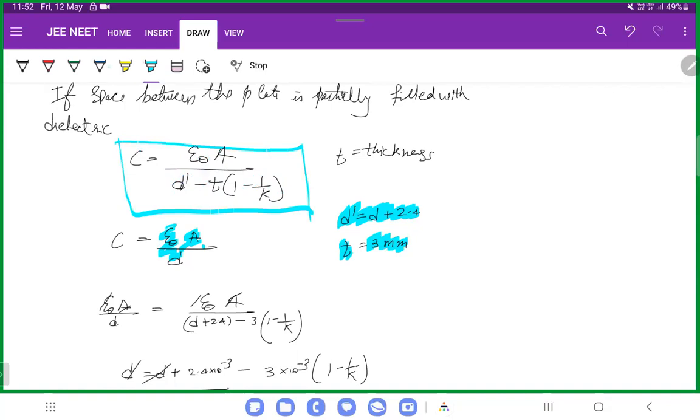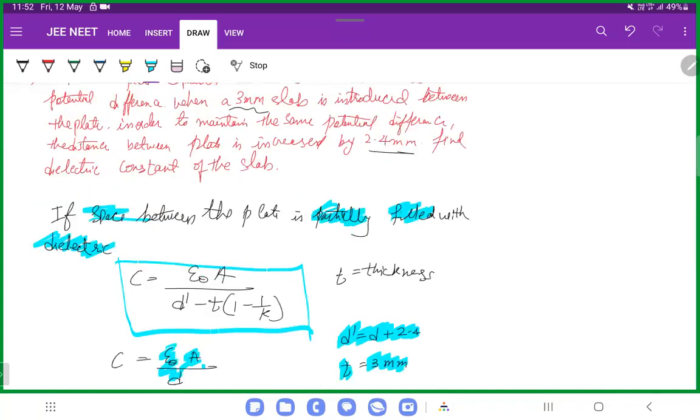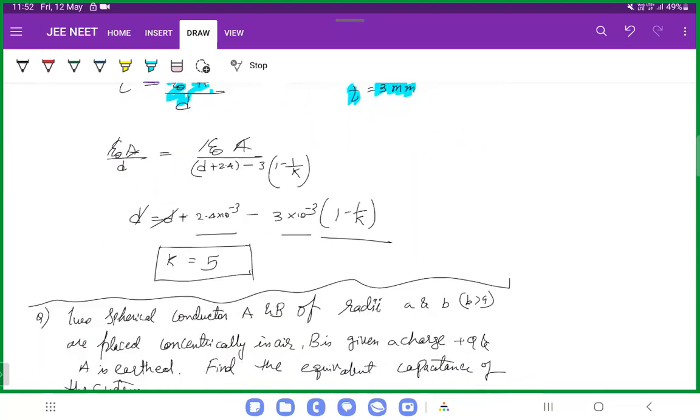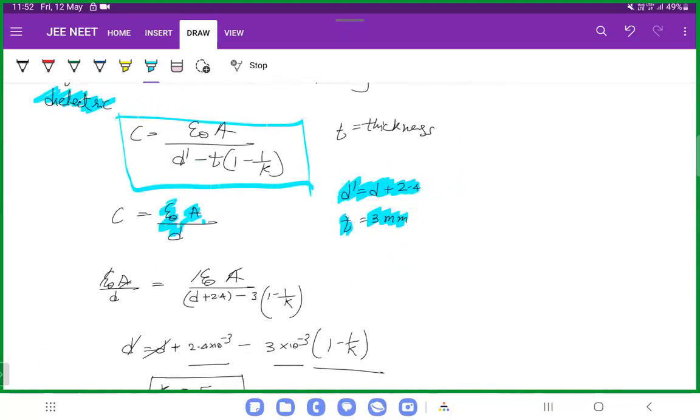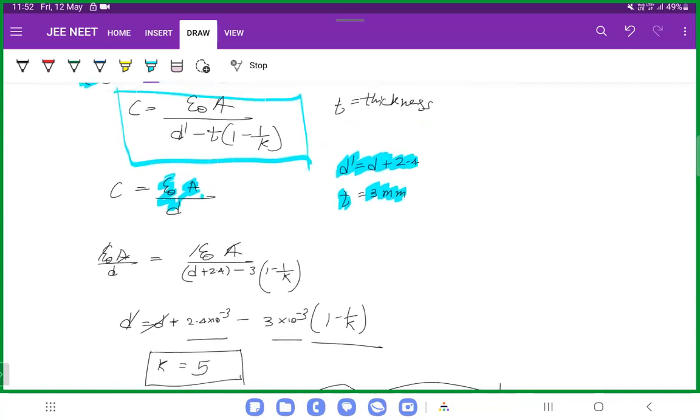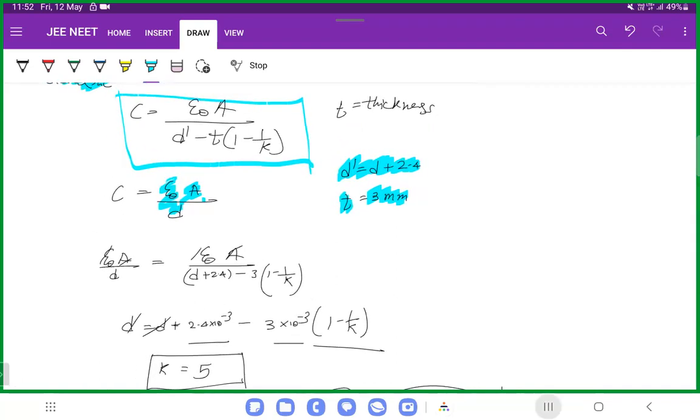This is the formula for partially filled. So it is the same formula; we are just introducing t here, the thickness of the dielectric. Yeah, same formula. Solve this one.